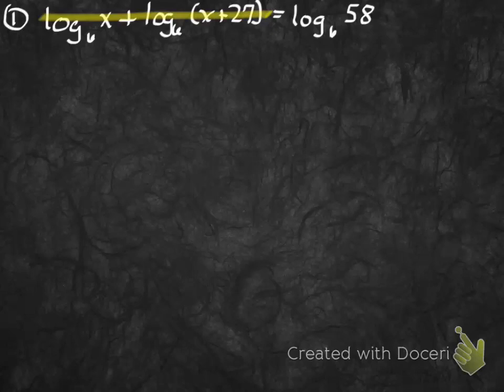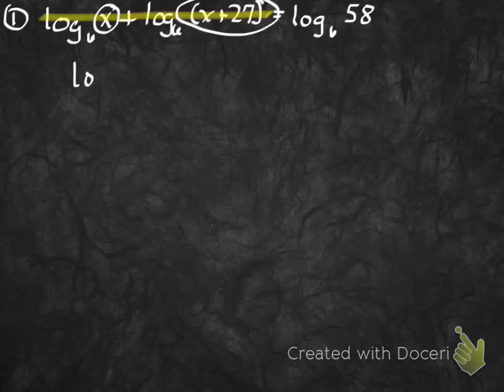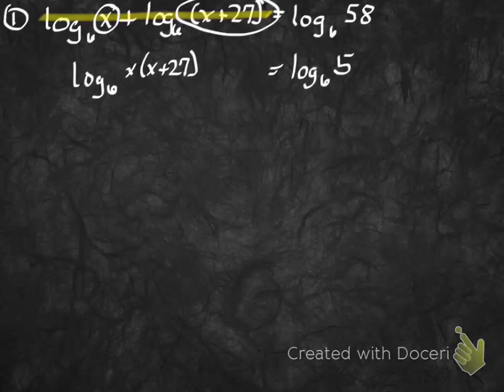What operation am I going to use to combine those logs into a single log? Multiplication. So that's going to take these two items and we're going to multiply them. Because remember, when logarithms are separated with addition, the answer portion, which is what I've circled, gets multiplied. That's one of the laws of logarithms. And so we multiply those, we end up with log base 6 of x times x plus 27 equals log base 6 of 58.